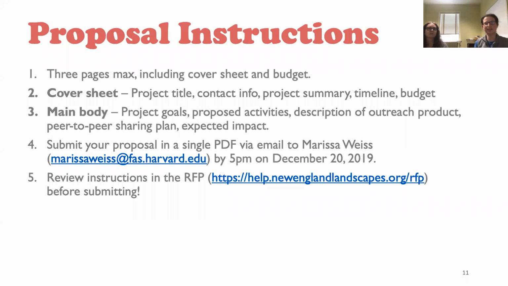Okay, proposal instructions. This is a short proposal, 3 pages maximum, including the cover sheet and the budget. So the cover sheet includes your project title, your contact info, summary, timeline, and your budget. The main body of the proposal has your goals, activities, description of your outreach project, your peer-to-peer sharing plan, and your expected impact. And that's the whole thing.